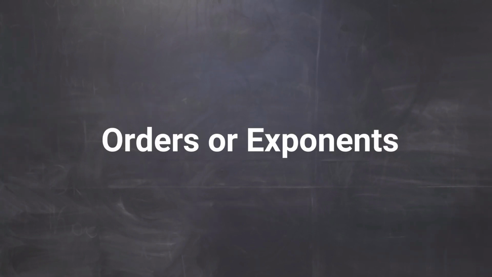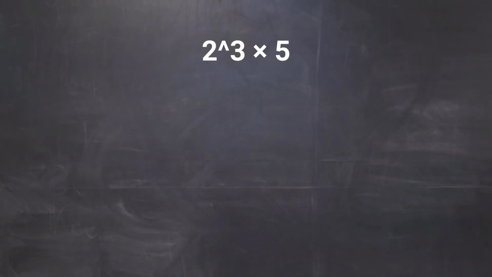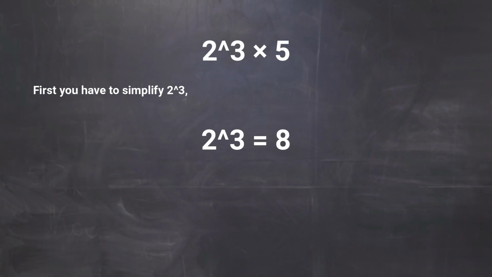The second step is orders or exponents. This involves performing calculations involving squares, cubes, or other powers. Let's take a look at an example. In this expression, we have 2 raised to the power of 3, which means we multiply 2 by itself 3 times. So, 2 to the power of 3 equals 8. Now, we multiply 8 by 5 to get our final answer of 40.